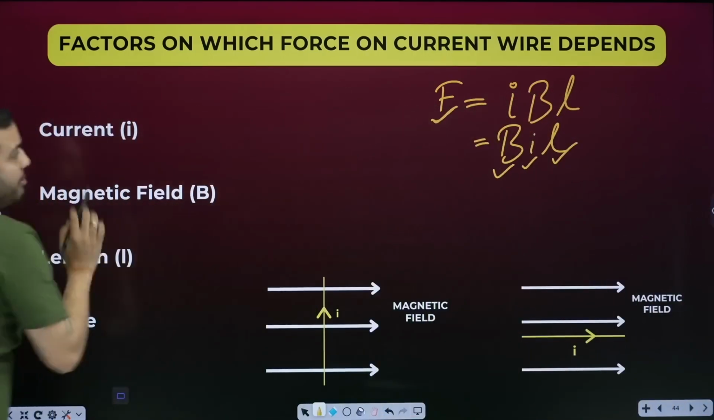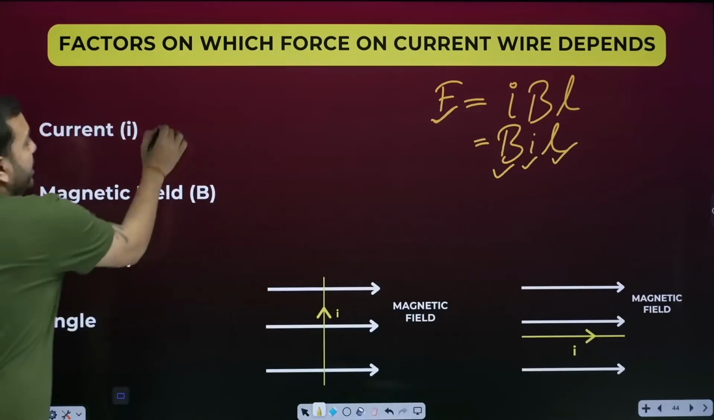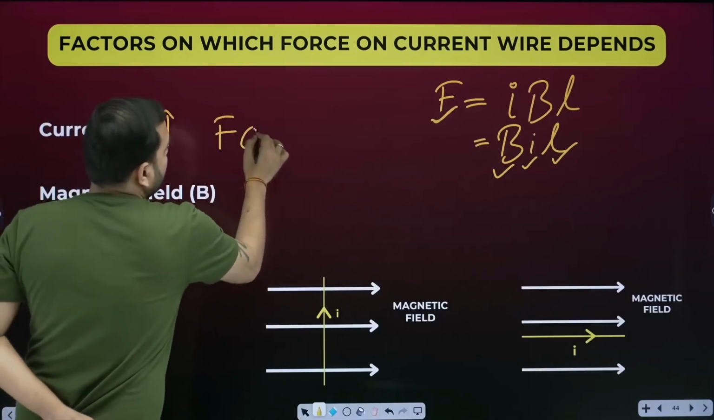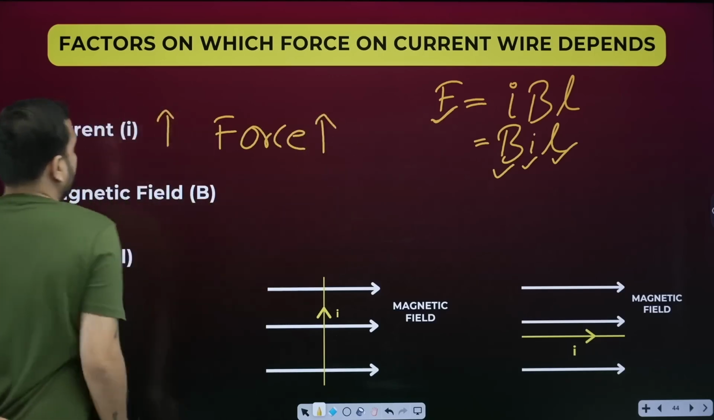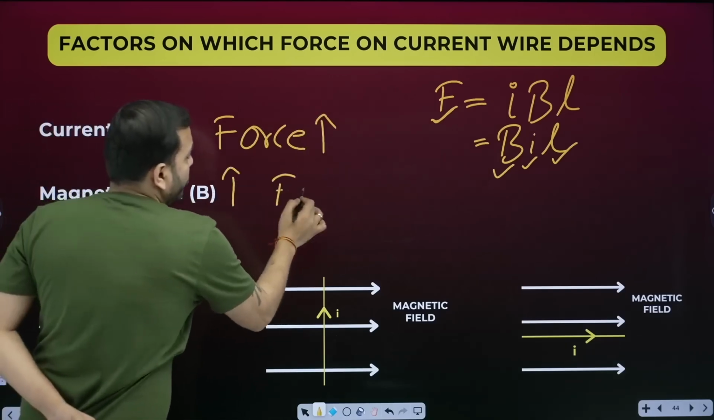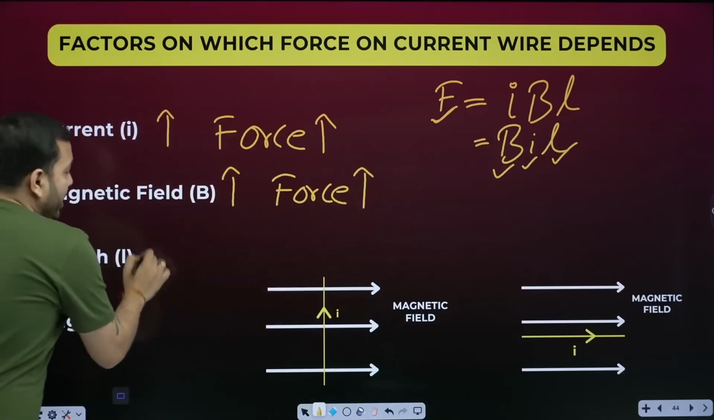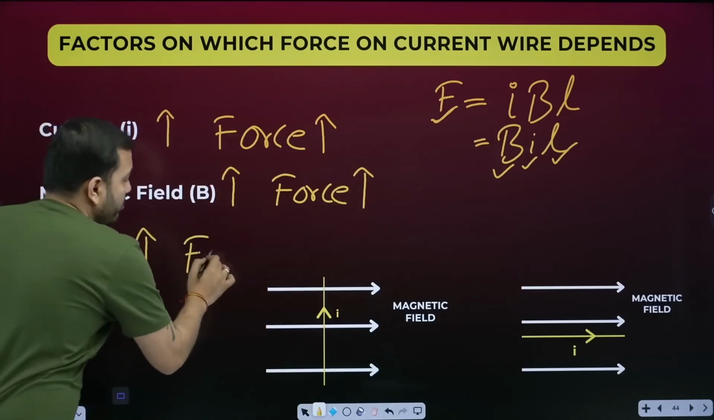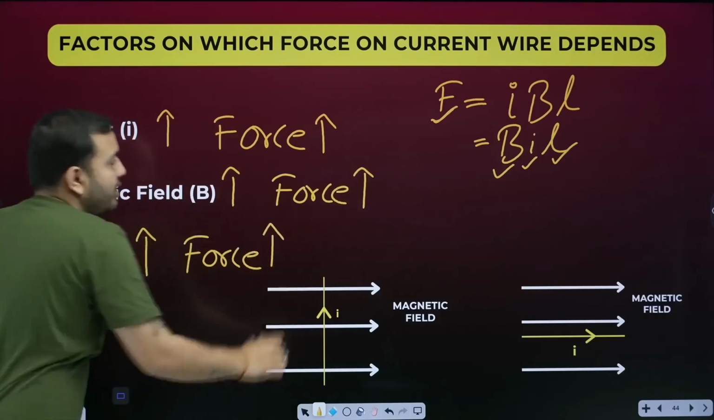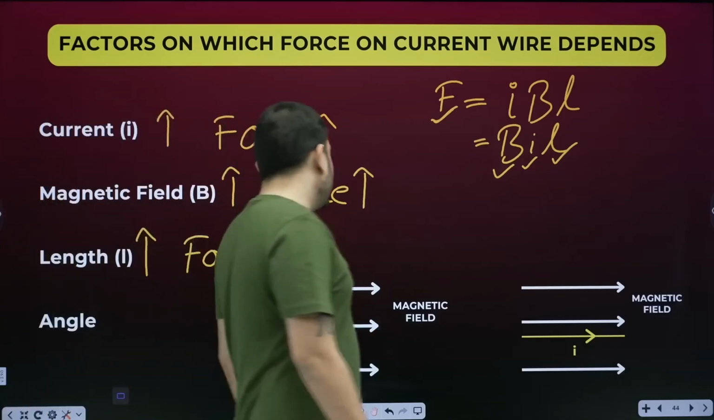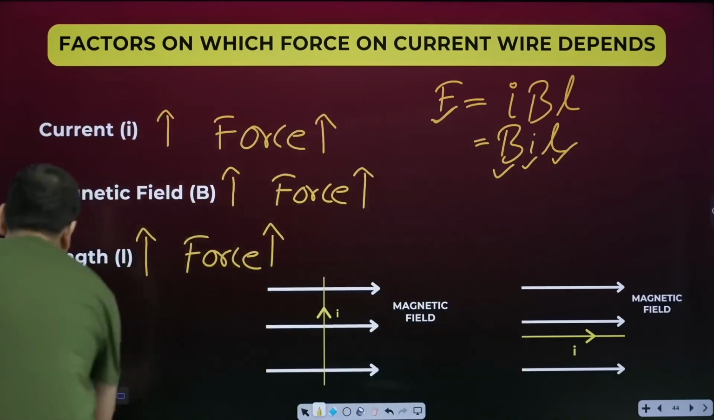Look, B, I, L. The more the current, the more force. The more the magnetic field, the more the force. The stronger the field you place it in, the more the force. The longer the wire you take, the more the force will be. B, I, L. The third point written is angle. It is very important. CBSE also asks questions.